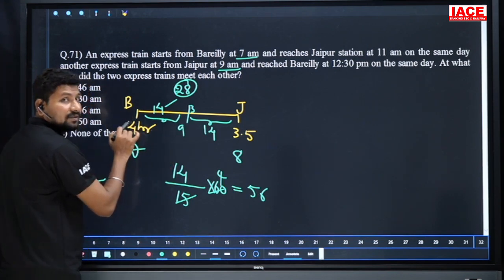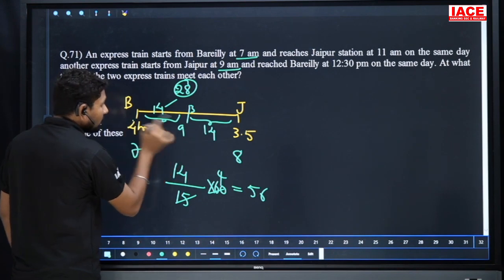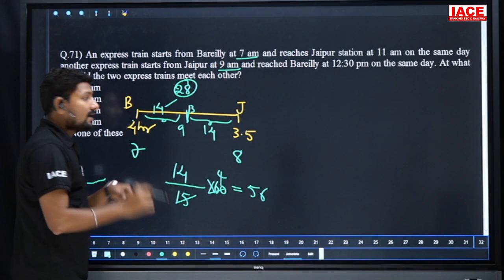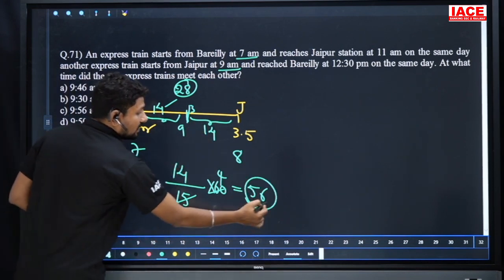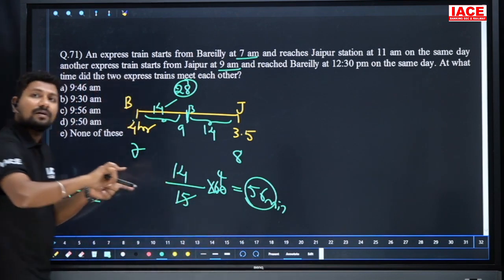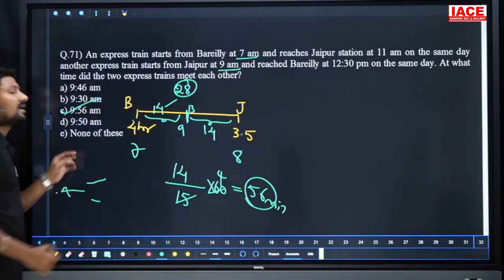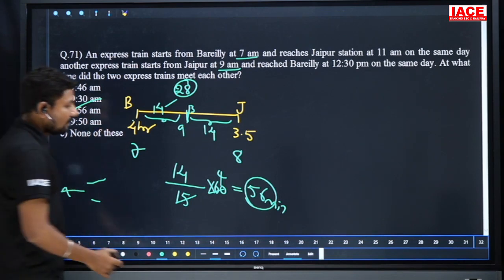The first train started at 7 o'clock, but the second train started at 9 o'clock. Up to 9 o'clock the Bareilly train is coming here. Then at 9 o'clock both have started, and within 14 kilometers they are going to meet. The extra time required is 56 minutes. That means after 9 they are going to meet. The time is 9:56 a.m. in the morning they are going to meet each other. And next question.